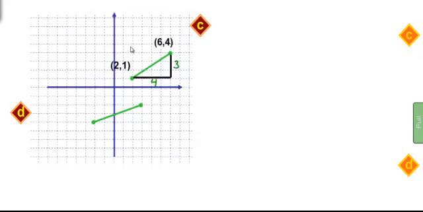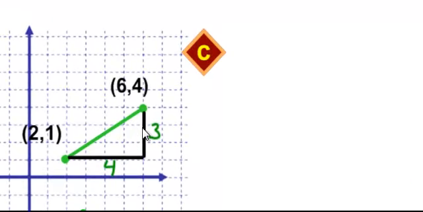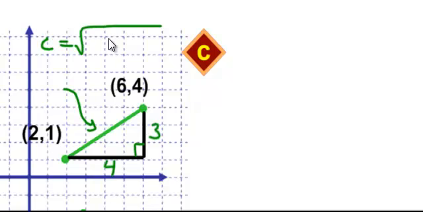And then I would apply Pythagorean theorem because I have a right angle triangle now, and I could figure out my hypotenuse by saying C is equal to the square root of 4 squared plus 3 squared. And I could work that out on my calculator and get the answer 5 fairly quickly.